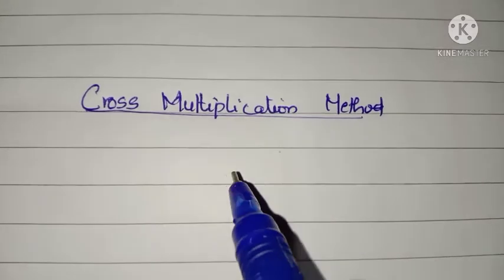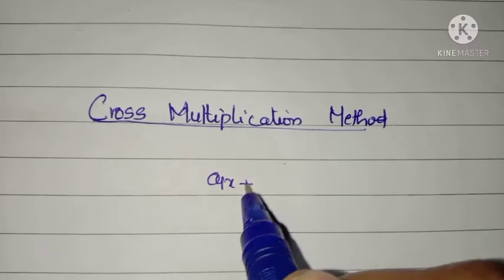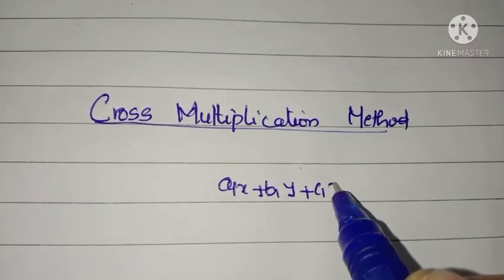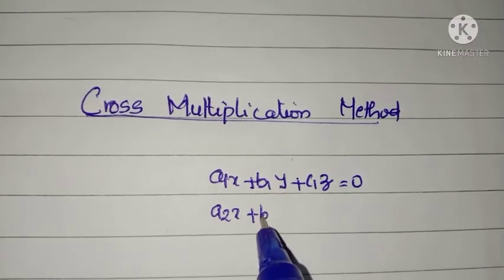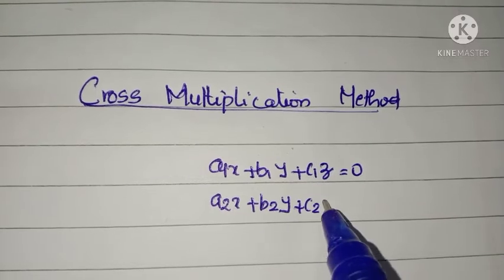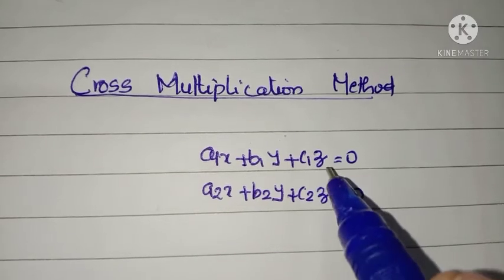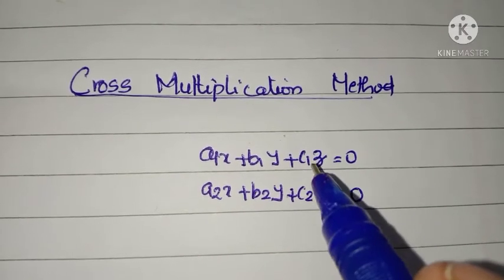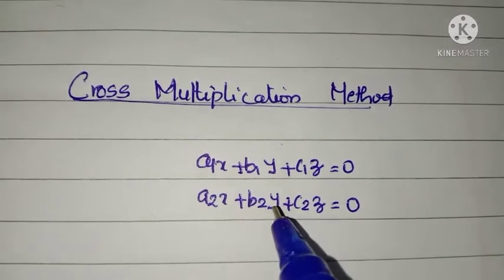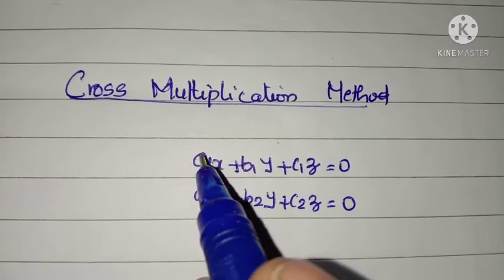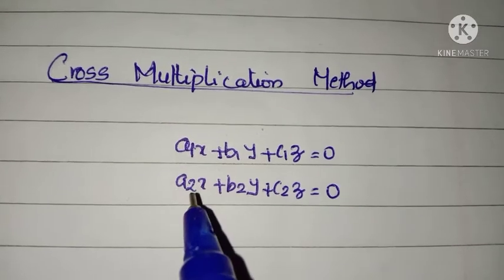Listen, children, first you have to write the given pair of linear equations in the form a1x plus b1y plus c1 equal to 0 and a2x plus b2y plus c2 equal to 0. We know that these are the standard form or general form of any given pair of linear equations in two variables. After writing this general form, next we want to find the solution.